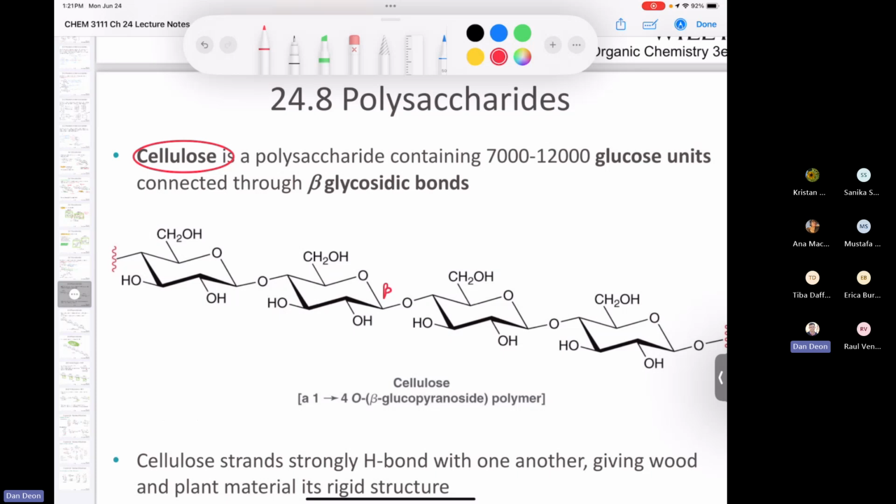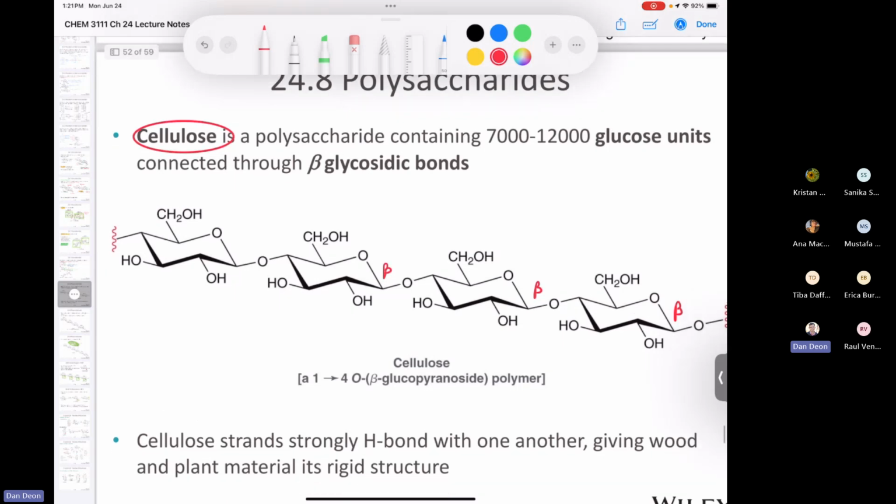So you can see this is beta, this is beta, this is beta, right? It's beta 1,4 linkages. And cellulose, it says here, can have strands of sugars that are up to 7,000 to 12,000 glucose units long connected through these beta 1,4 glycosidic bonds.